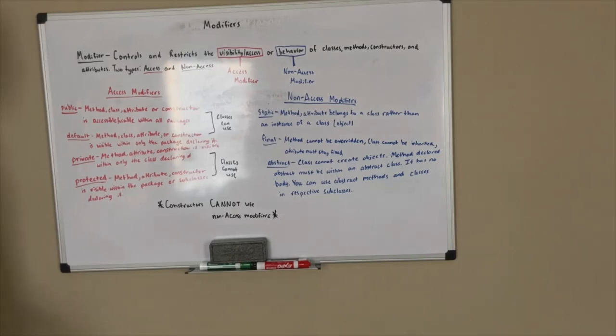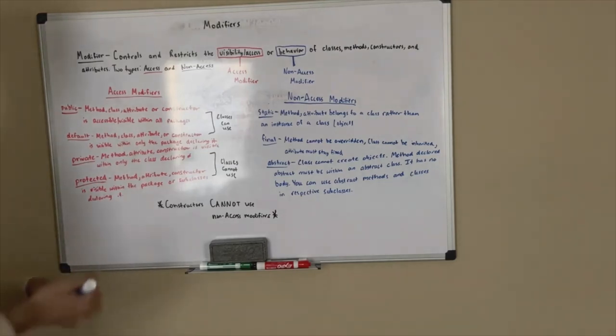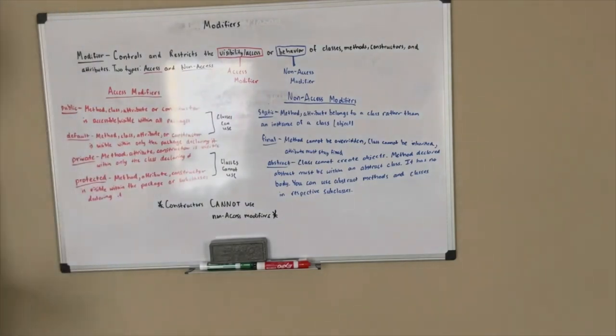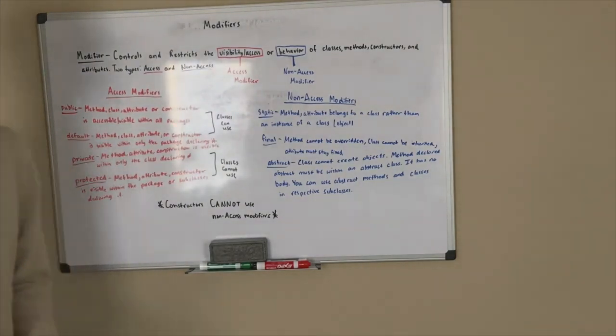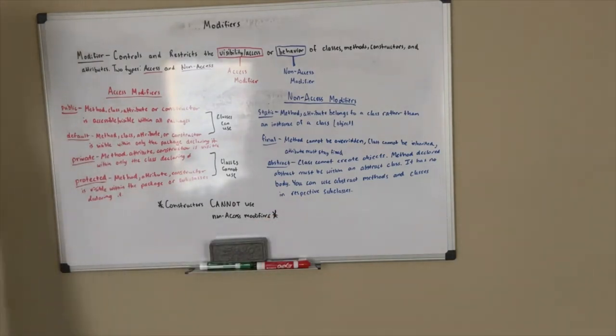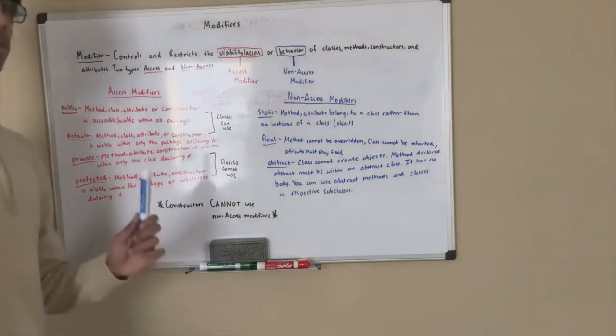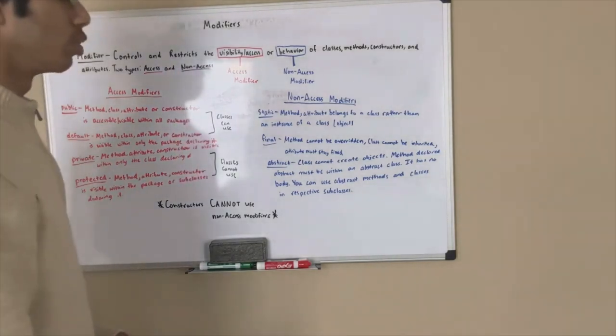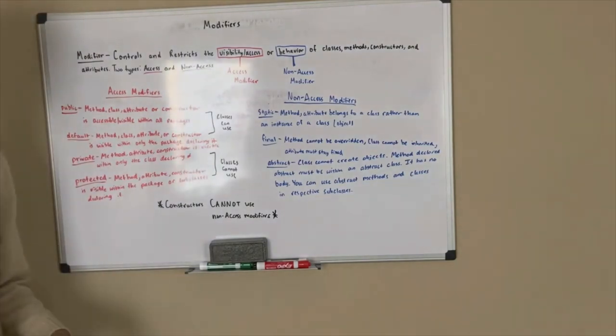Methods declared abstract must be within an abstract class. Once again, abstract methods have no body, so you can't put anything between the curly braces. You just end it with a semicolon. You can then use abstract methods in respective subclasses. When you extend an abstract class, you override the method from there, and you can create your objects in that subclass. That's how you can use your abstract methods in respective subclasses.